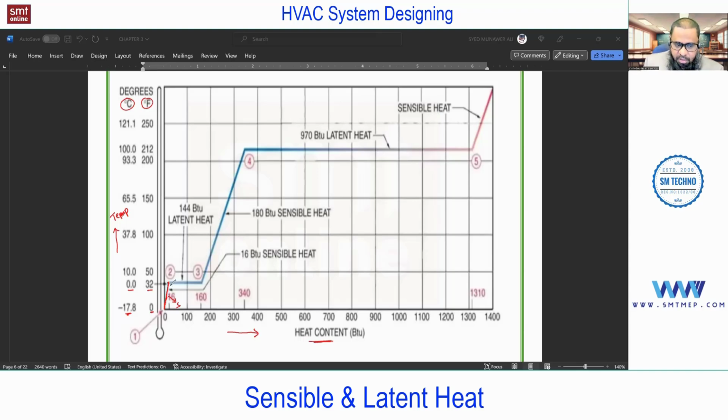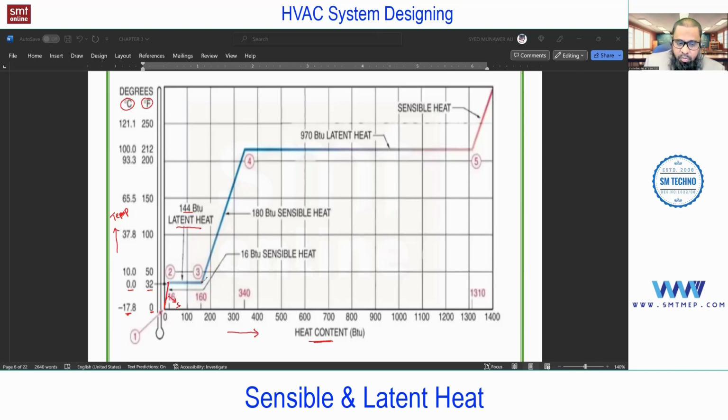The melting starts from point 2, and the complete melting is done at point 3. So this heat is called latent heat. And this 144 BTU is for 1 pound of water. For 1 pound of water, how much heat is required in terms of BTU to convert from solid to liquid? 144. In the metric system, you'll find different values. This is the English system, 144 BTU. It means when you add 144 BTU to 1 pound of ice, it converts to water. This much heat energy is required based on the experiment.